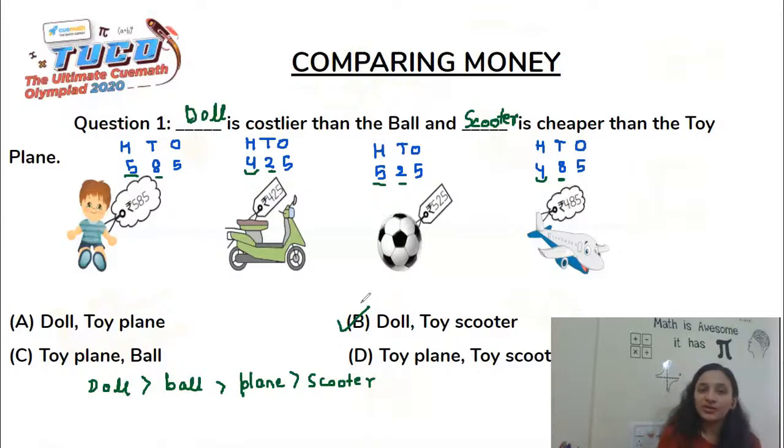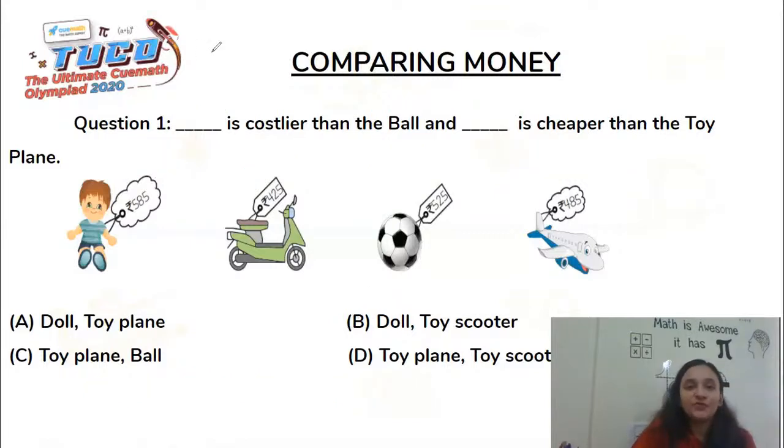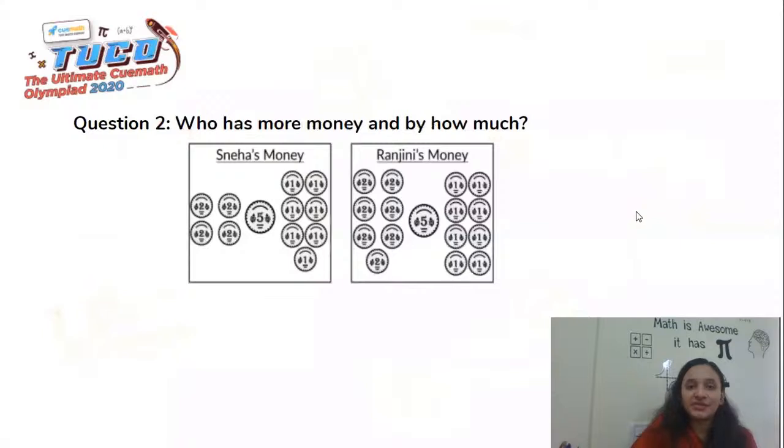It's not just by looking at the question that you can actually do it, because that would need a lot of comparison, and you might get confused if you're just doing it mentally. But you need to know the concept of place names and place values, and then compare the digits and arrive at the correct answer. Hoping that all of you have understood this question, we move on to our next question, which is again on money.